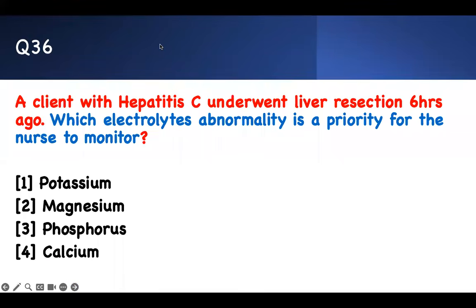Next question. Which electrolyte abnormality is a priority for the nurse to monitor? The client with hepatitis C underwent liver resection 6 hours ago. This is my liver, you cut my liver. Which electrolytes do I need to monitor?